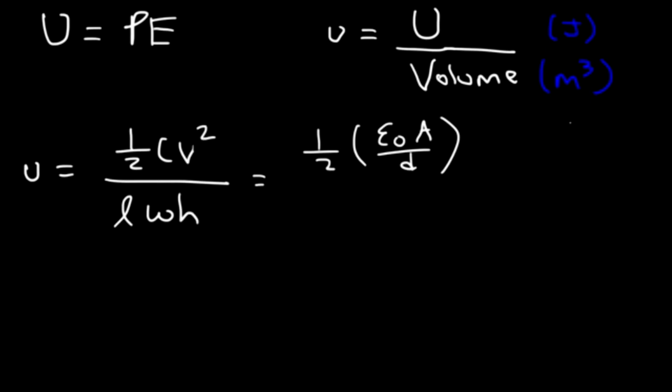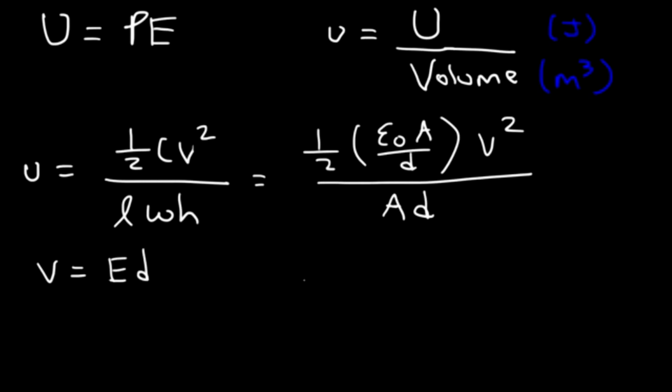So what do you think we need to do next? Now we still have a V squared. And length times width is basically the area. We could think of the height as the distance. Now V is basically the electric field times the distance. That is the distance between the two plates.